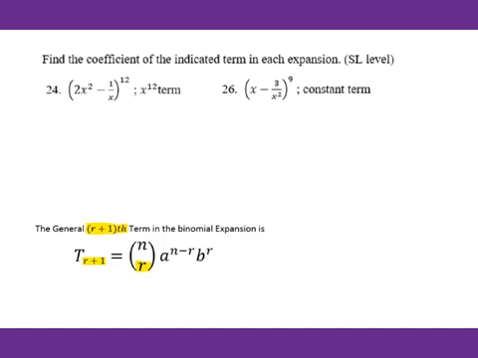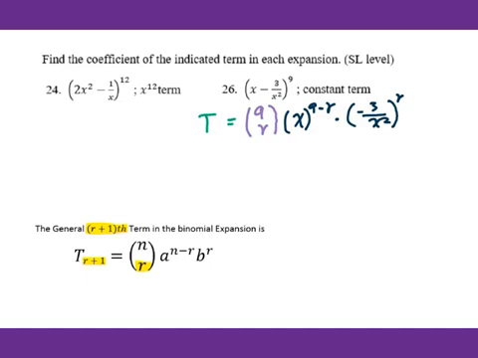Now let's go to 26. We still need the general term for this binomial expansion. So we got 9 choose r. Then x to the 9 minus r power times negative 3x squared, we do r's power.